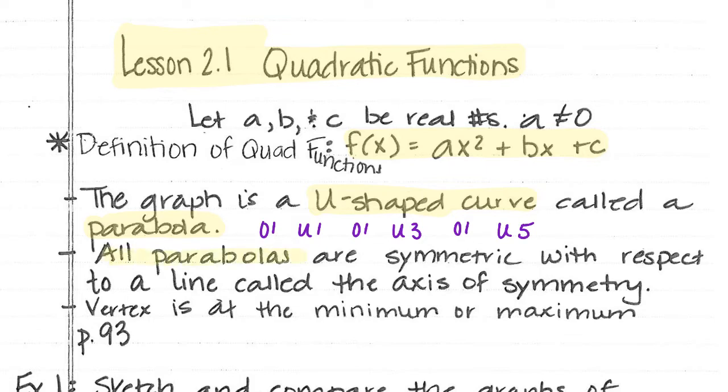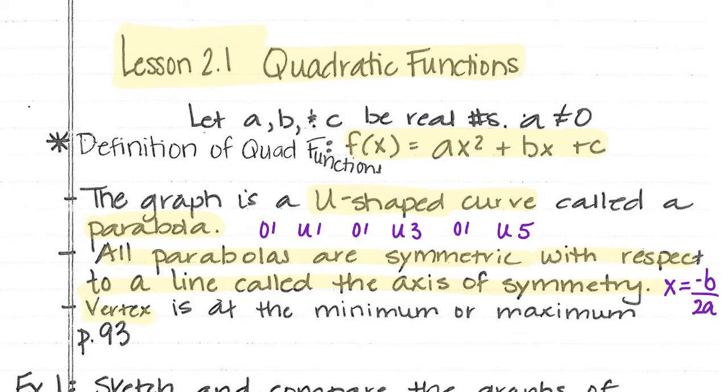All parabolas are symmetric with respect to the line called an axis of symmetry. What you know about the axis of symmetry is that x is equal to the opposite of b over 2a. And then to find the y point, we just plug that in. So we'll get to that. Or, you know, on your calculator, you could hit second calc and find the minimum or the maximum, and that is the axis of symmetry. Great tools to use.